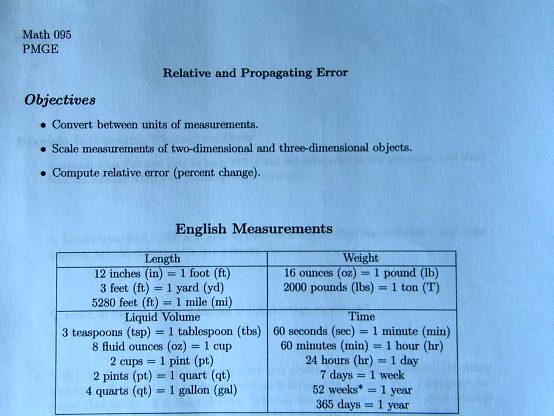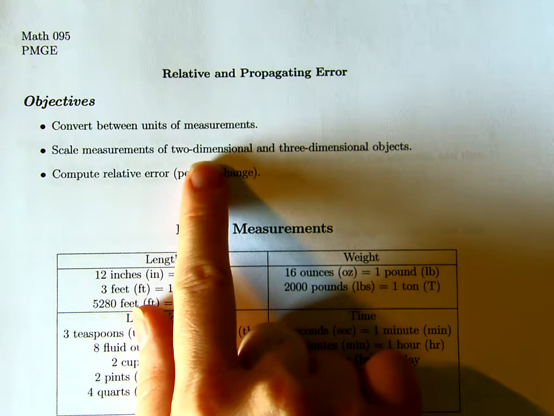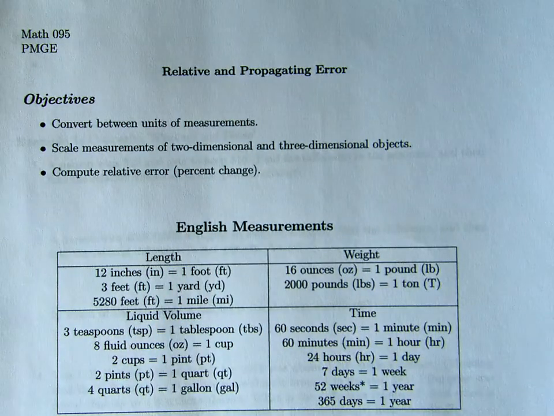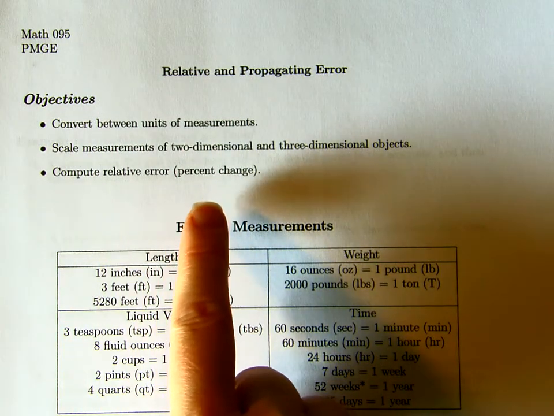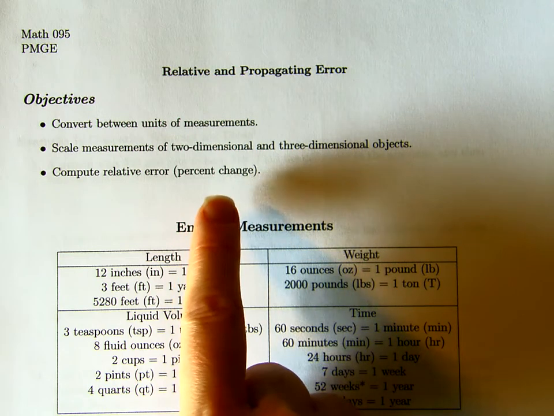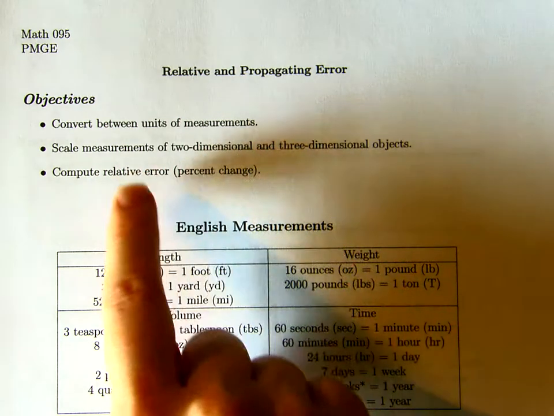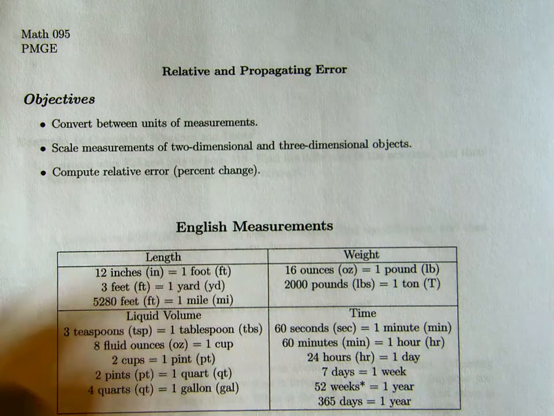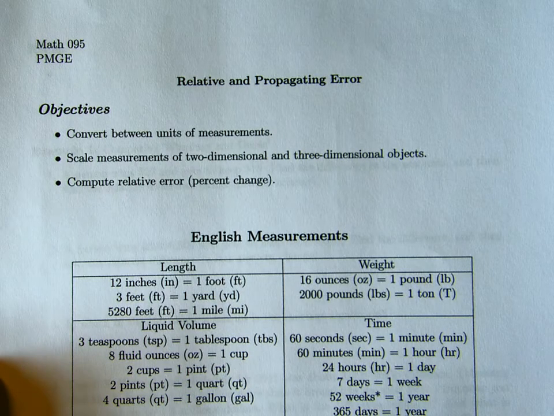So we're still going to be converting between some measurements, but now we're going to scale to two-dimensional and three-dimensional objects, so things with area and volumes. And we're going to talk about relative error, also known as percent change, also known as percent error, also known as relative change. A combination of these can be used interchangeably sometimes, and often are. I put the conversions again in your notes just for convenience.